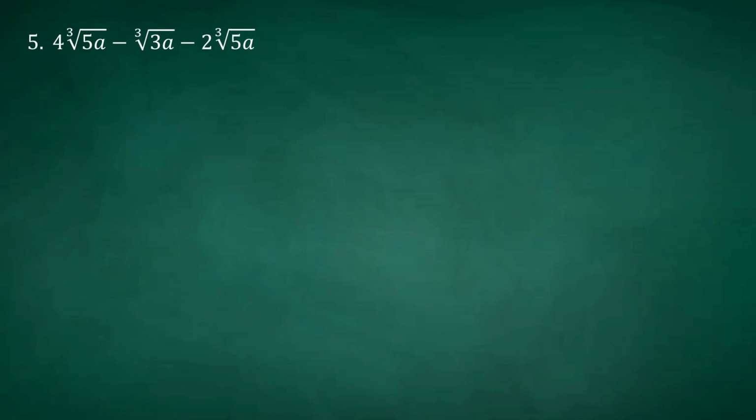Example number 5. Since some of the terms are different, we can't easily subtract the coefficients. All we need to do is to rearrange the terms so that like radicals are next to each other. Then subtract. The new expression is 4 cube root of 5a, minus 2 cube root of 5a, minus cube root of 3a. We need to simplify.